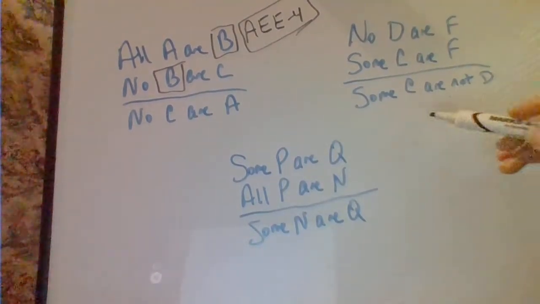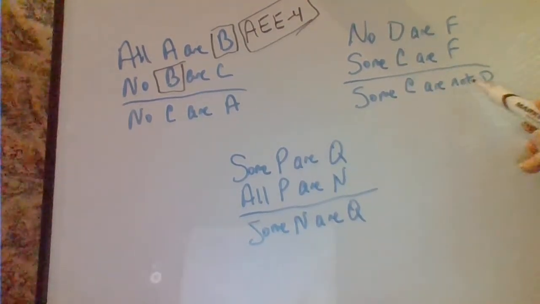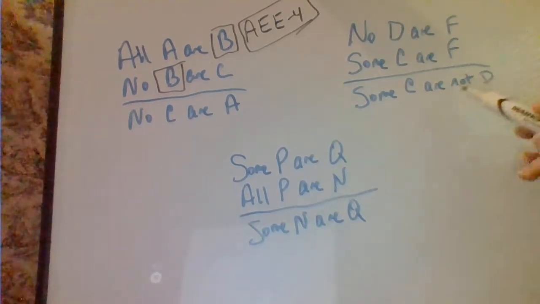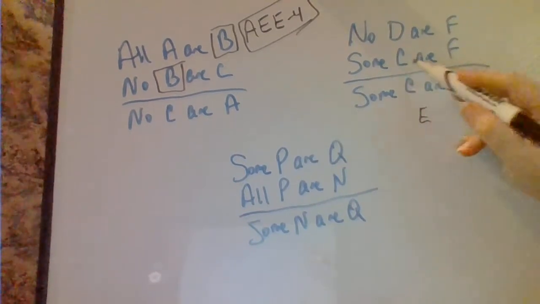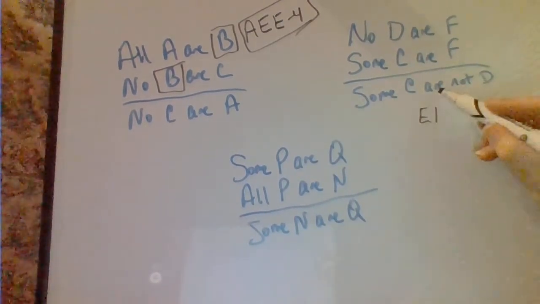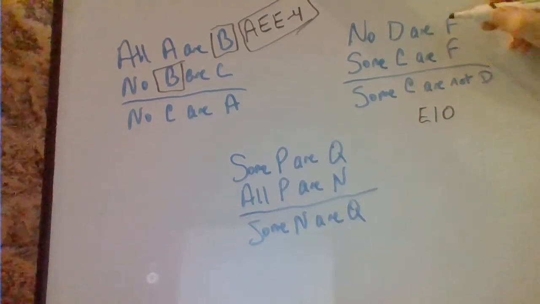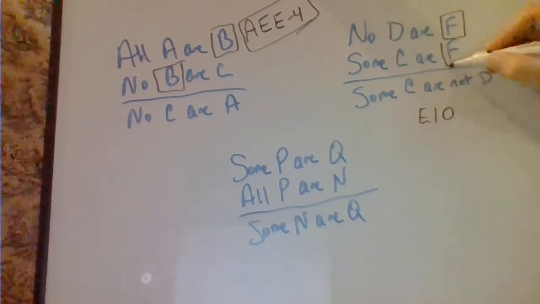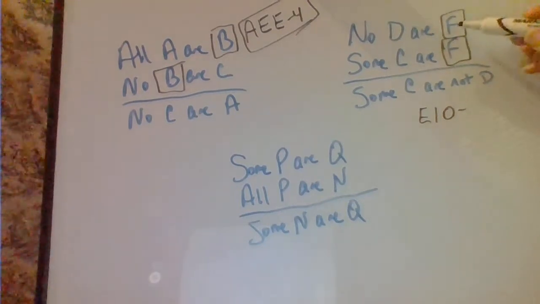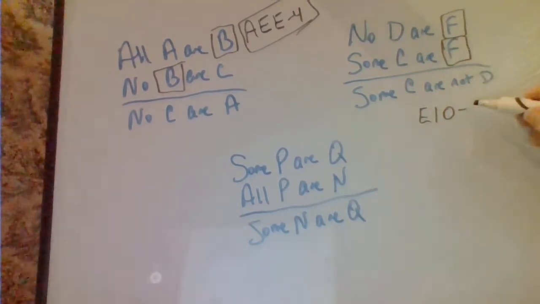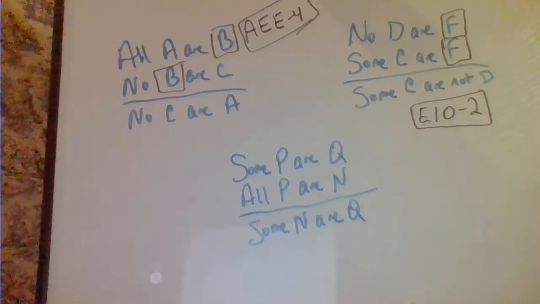The next one, no D are F. Some C are F, therefore some C are not D. So again, to do the mood, we've got no D are F, that's an E statement, some C are F, that's an I statement, and some C are not D, that's an O statement. The middle term in this case, the one used twice in the premises, not in the conclusion, is F. So it's in the predicate position for both, which makes it a figure 2. So this would be an EIO figure 2.